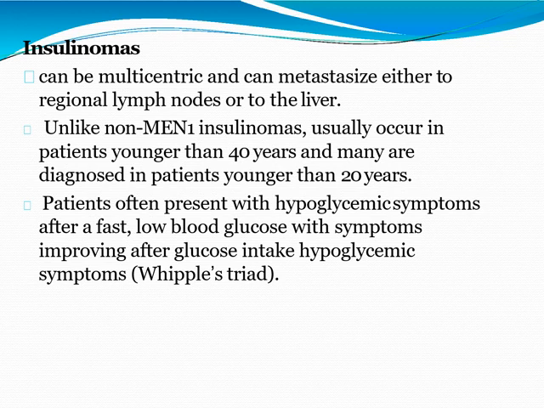Second comes insulinomas. Can be multicentric and can metastasize either to regional lymph nodes or to the liver. Unlike non-MEN1, insulinomas usually occur in patients younger than 40 years and many are diagnosed in patients younger than 20 years. Patients often present with hypoglycemic symptoms after a fast, low blood glucose, with symptoms improving after glucose intake. Hypoglycemic symptoms, which is also called Whipple's triad, is usually used in the wards.